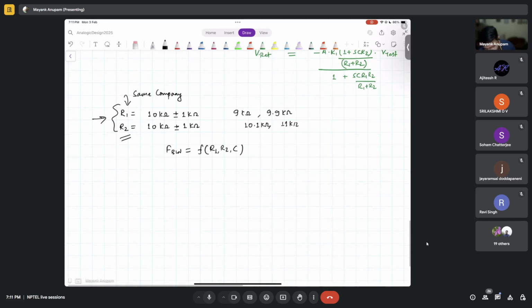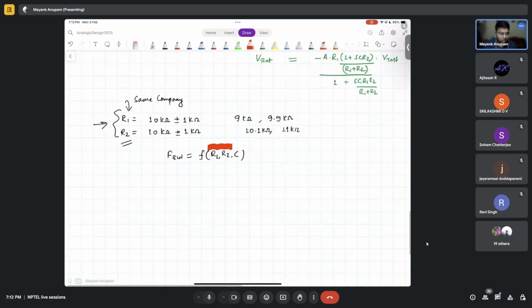But you know that none of these three you will get exactly what you wanted, right? You will have some variation around it. For the time being, let's say that C is exactly what you wanted, so C does not have any variation, but R1 and R2 have variation. The company has said that the tolerance is 10%, which means what? If you want to buy a product which is 10 kilo ohms, you might get a product of 9 kilo ohms or 11 kilo ohms.